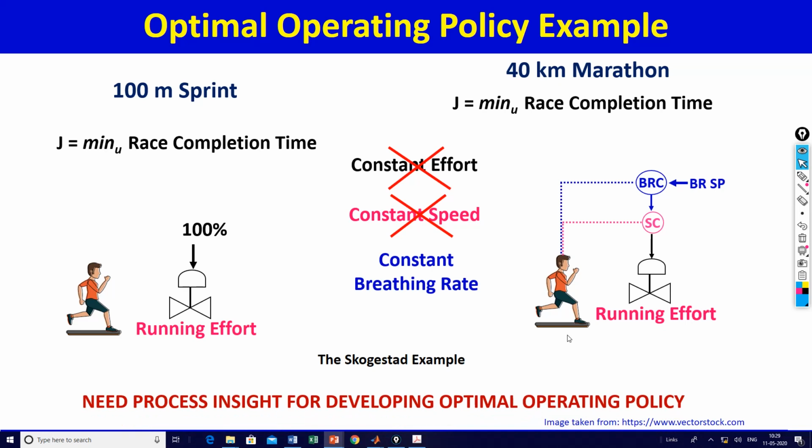Of course, to get what to control, you need process insight. Because we have all run, we could figure out that running effort at 100% is not good, while breathing rate sounds good. That's because all of us have run and it makes sense to us. But for chemical processes, we have no sense of the process, so we better get some understanding of the process, and then that process insight can help us develop operating policies that are nearly optimal. So process insight or process understanding is crucial.